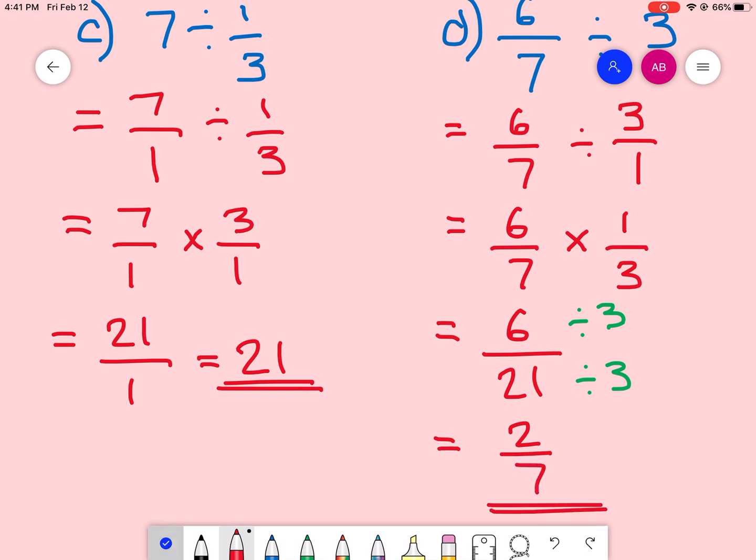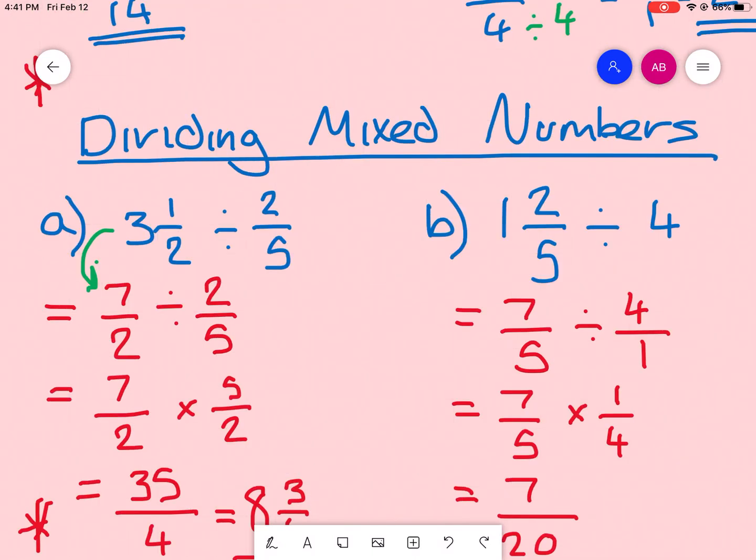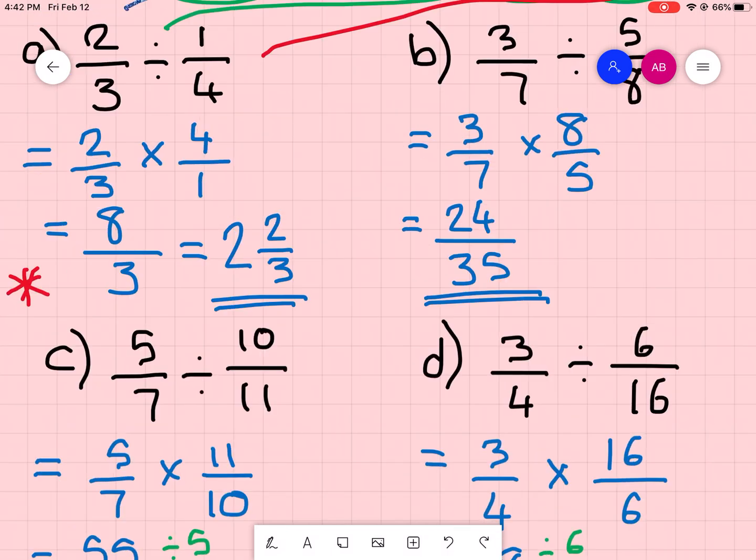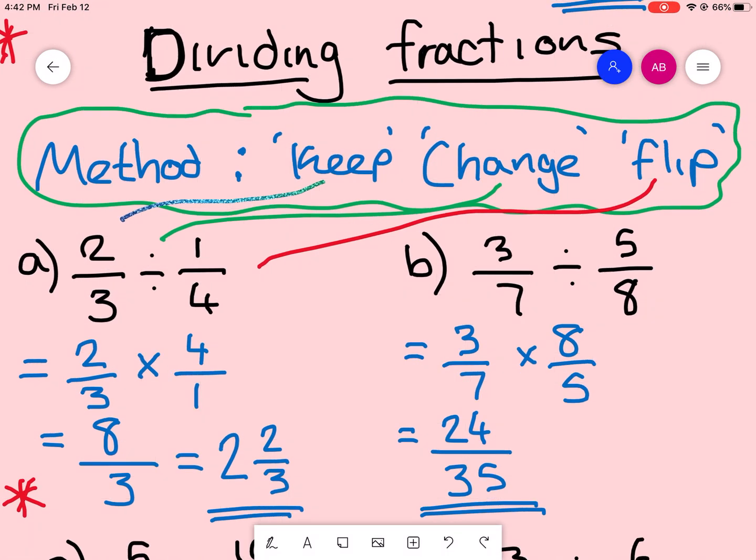Okay, so remembering all the way back to the first slide that we saw last day, this method here in the green bubble. The method of keep, change, flip is the one that we apply when we have to divide fractions. Making sure, as we saw in the last examples, that we also change any mixed numbers into top-heavy fractions before we start.